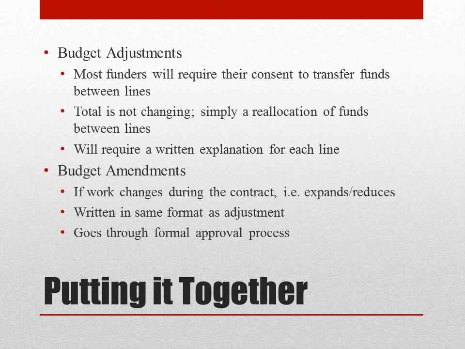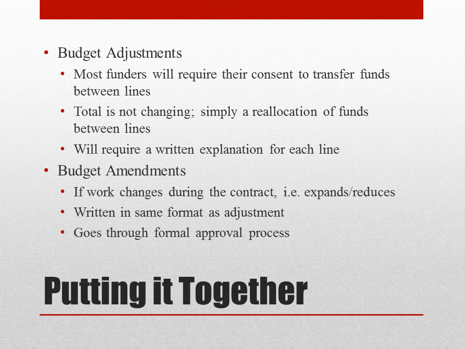Budget adjustments will usually have to have the consent of the funder before funds can transfer between lines. The total of the budget is not changing. The funds are simply being reallocated between the lines. A written explanation is required for each line that is changed.